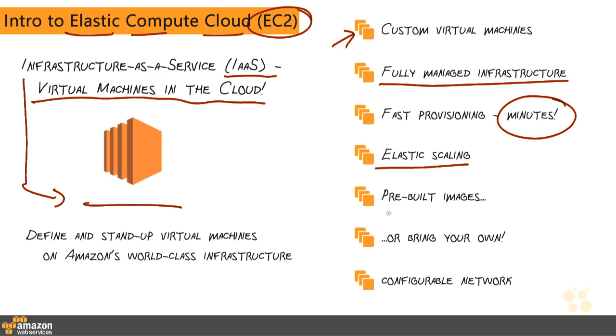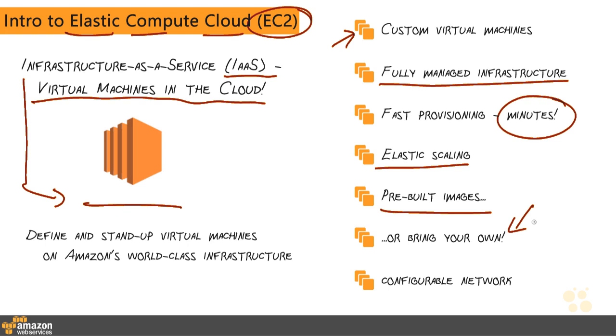You can use pre-built images with operating systems. We're going to talk about those momentarily. Or you can bring your own images. So you can build an image in your own local data center, turn it into what's called an AMI, an Amazon Machine Image, and then use that to spawn new EC2 instances, new virtual machines.